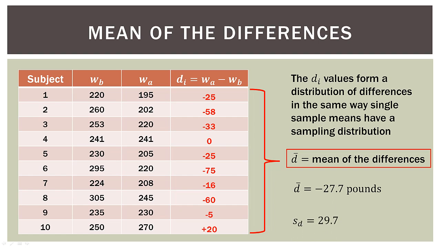Now we also need to find the standard deviation of that column. When we do that in Excel or whatever program we're using, we find that the standard deviation of those differences is 29.7 pounds. So we have our mean differences of negative 27.7 pounds and our standard deviation of 29.7 pounds. And again, all that comes from our column of differences.